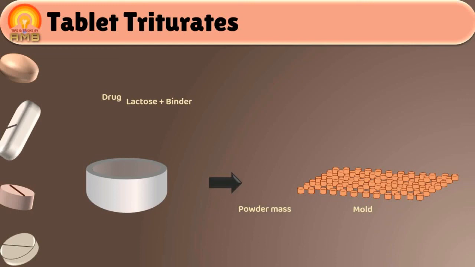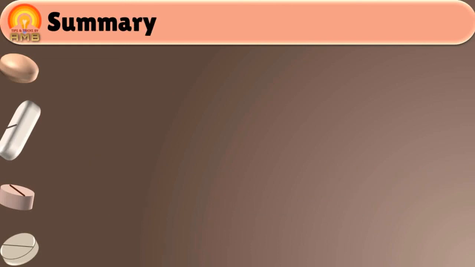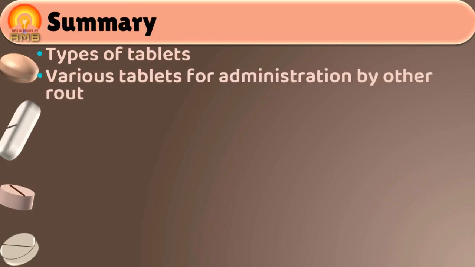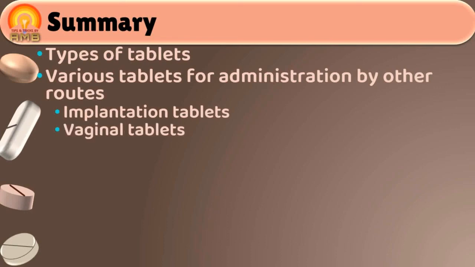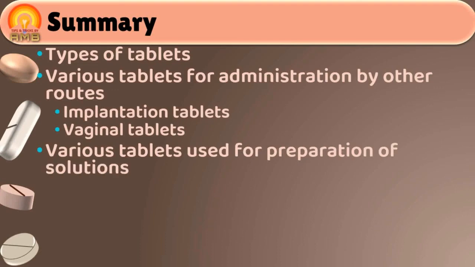Now it's time to summarize today's presentation. First, we had discussed that tablets are used by routes other than the oral route or oral cavity. Examples of such tablets are implantation tablets, which are injected parenterally, and vaginal tablets, which are introduced in the vagina to get a local effect of the drug in the vagina. Then we had discussed various types of tablets used for preparation of solution. Such tablets are dissolved first into a vehicle and then administered in the body.